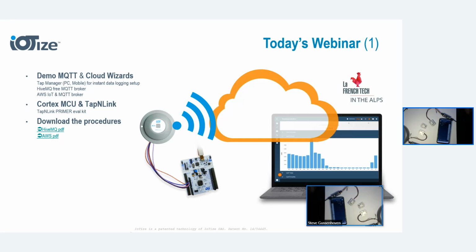In this presentation, we are going to be using an STM32 processor that's associated with our tap and link primer, and using a tap and link module like this. There are two procedures in this demonstration that we'll follow. In the slides, you can see there are links to download the HiveMQ and AWS procedures. So you actually have the full procedures that we're going to go through with all the notes about how to do these demonstrations yourself.